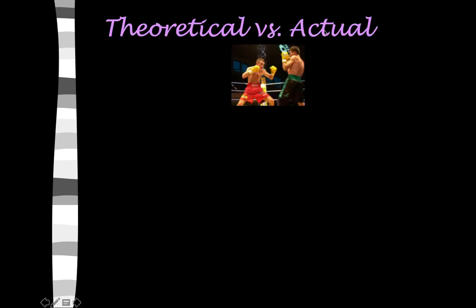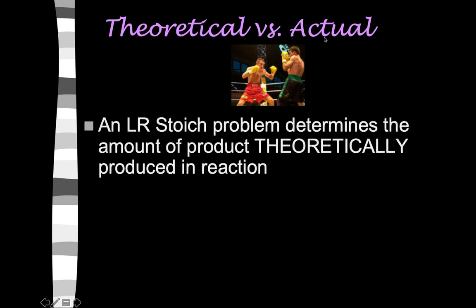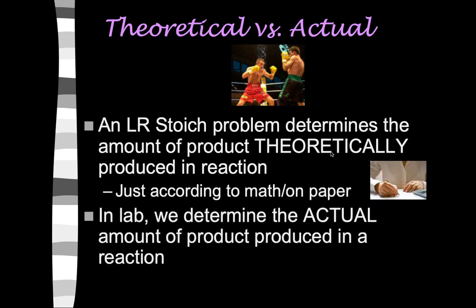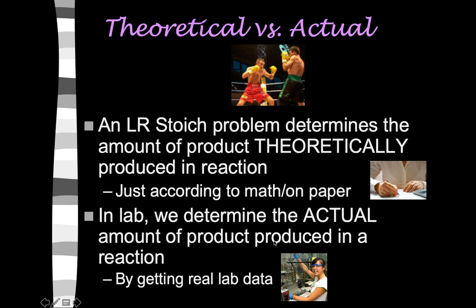So first we need to think about these two terms, theoretical versus actual. An LR stoich problem determines the theoretical amount that should be produced in a reaction. Now, of course, you could do any version of a stoich problem, but when we're talking about LRs, we're almost always focusing on how much product, but it's a theoretical answer. It's just based on math. You did it on paper. It's a hypothesis. In lab, that's where you would determine the actual amount of product. So you did real data, you measured it with a piece of chemistry equipment, something like that. So you actually got an answer compared to what you hypothesized or thought the answer would be.